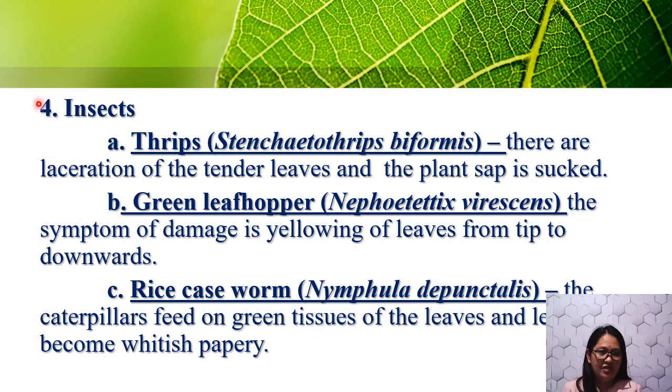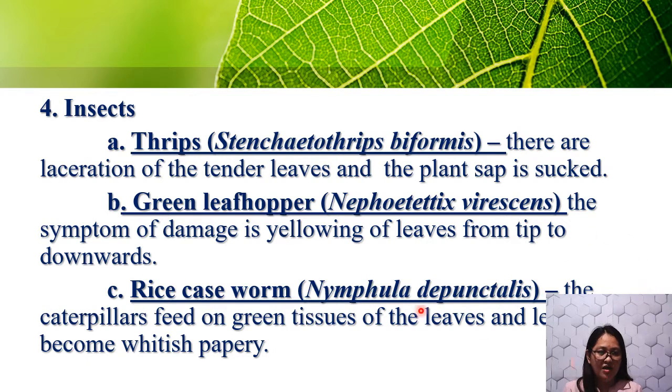Number 4, insects. Letter A, thrips, or the scientific name is Stenchaetothrips biformis. There is laceration of the tender leaves and the plant sap is sucked. Letter B, green leafhopper, or scientific name is Nephotettix virescens. The symptom of damage is yellowing of leaves from tip downwards.